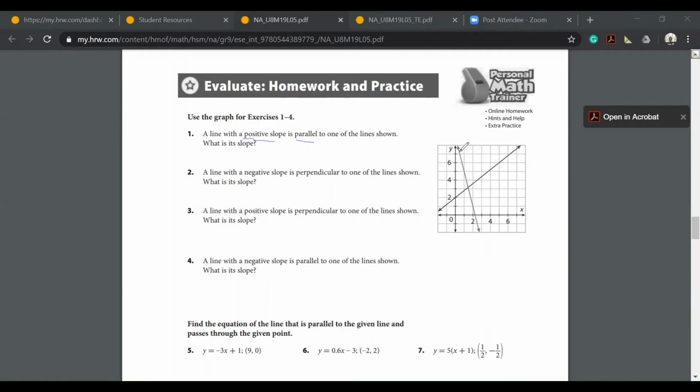But remember, we said parallel means that they have the same what? They have the same slope. And remember, this one has negative slope. But he told you we are talking about positive slope. So this other line will be parallel to this line. For example, like this. So this is the line we are talking about. Since they are parallel, they have the same slope, right? So to find the slope of this purple line, I'm going to find the slope of this line and then they will have the same slope.